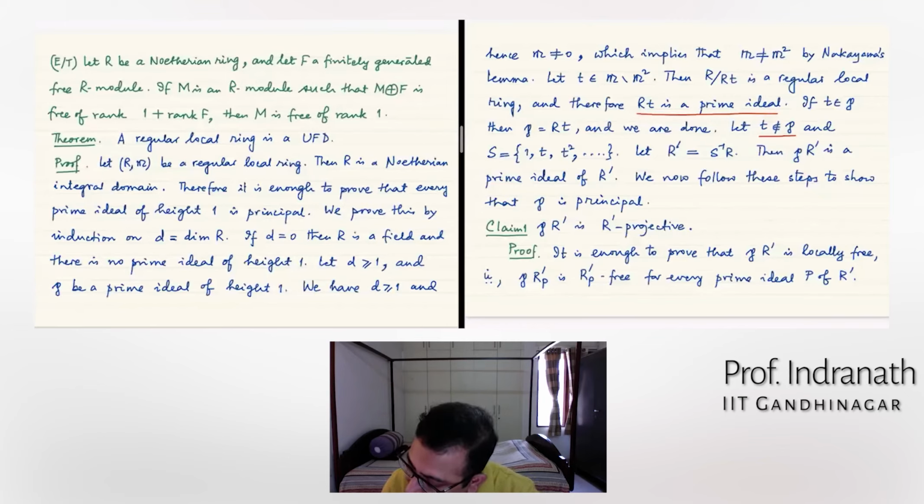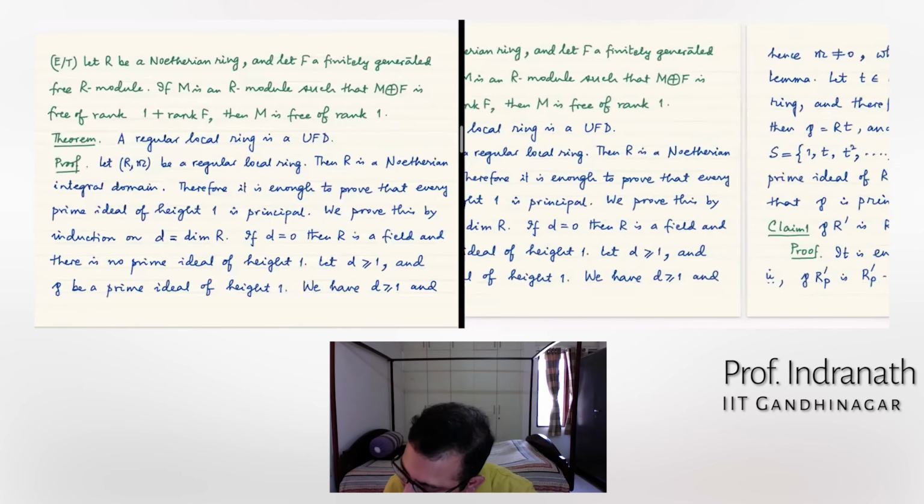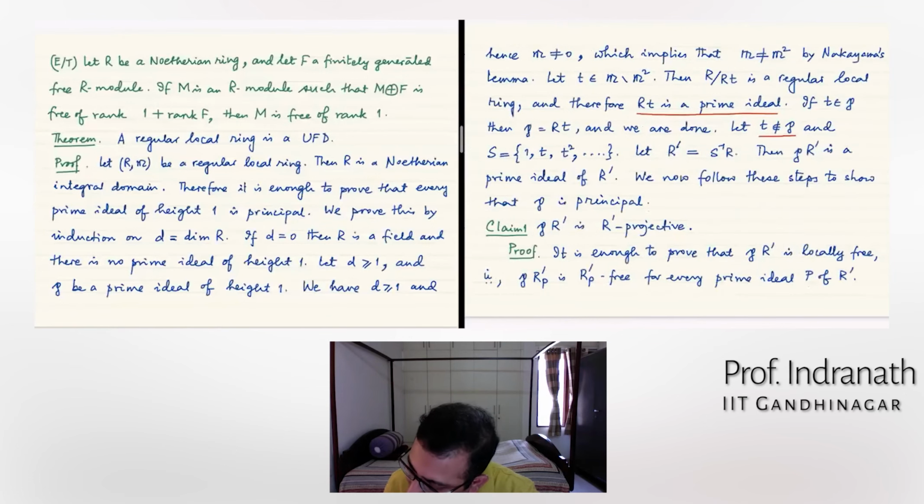Now, if T belongs to P, then your P is RT. Remember, P was the height 1 prime that we started with. So then we are done, it's principal. Now, if T is not in P, then you just take this multiplicatively closed set and take the localization with respect to that. Then PR dash is a prime ideal of R dash.